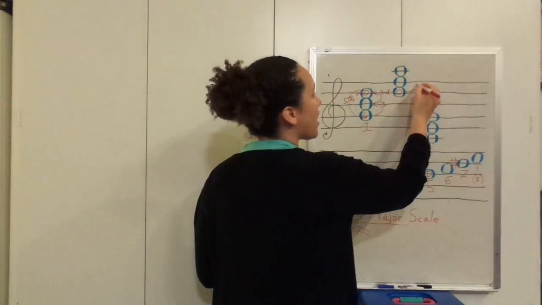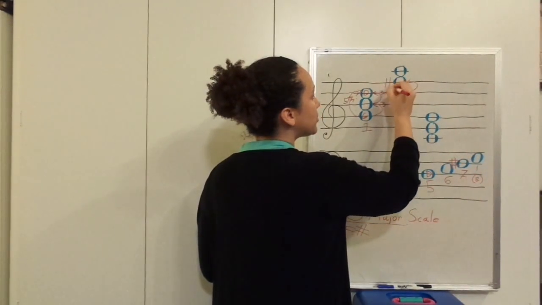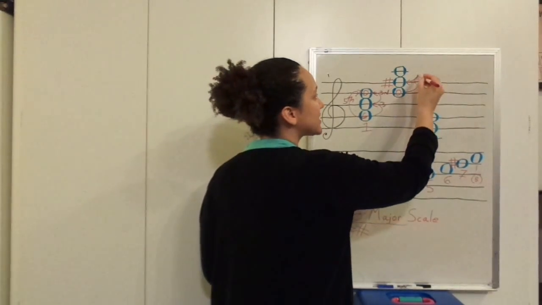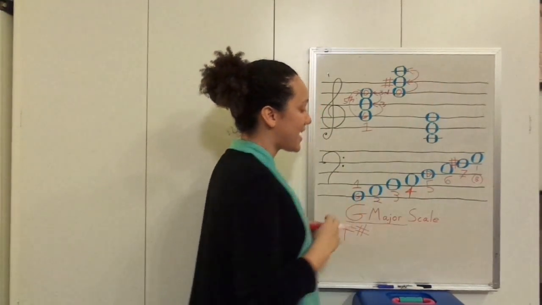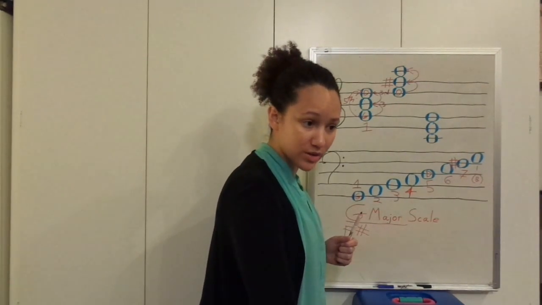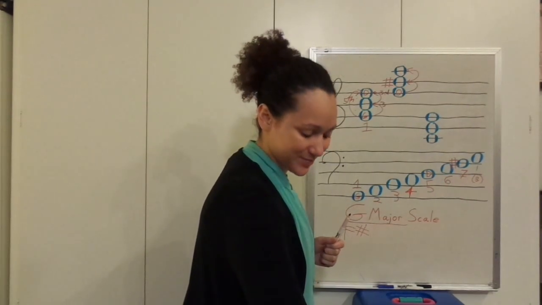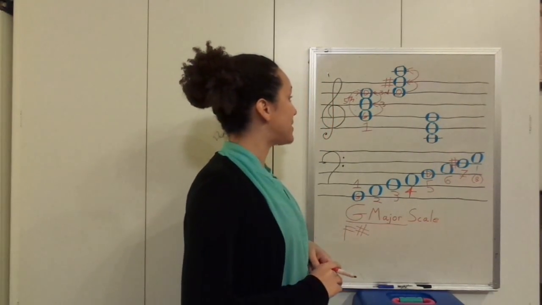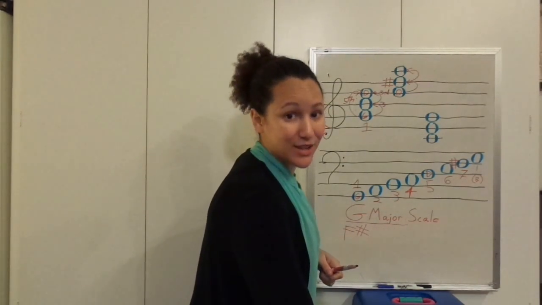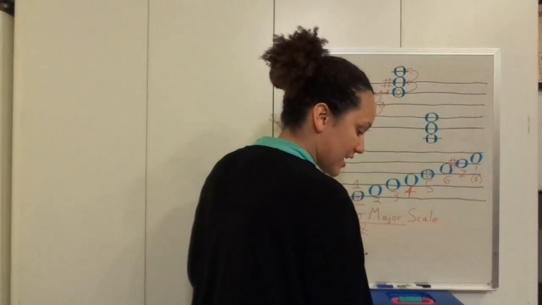So we skip up to F, and remember that F is sharp, so we're going to put a big sharp before the F, and then again skip up to A, and that builds our 5 chord. Here's the 1 chord again, our G chord. And here's our 5 chord, our D chord. And all of these are major, so it's G major chord and D major chord.